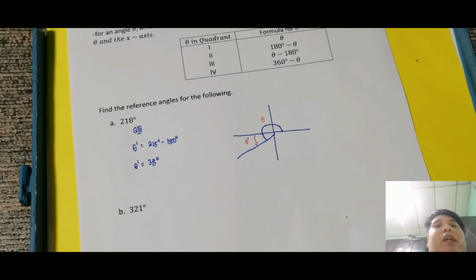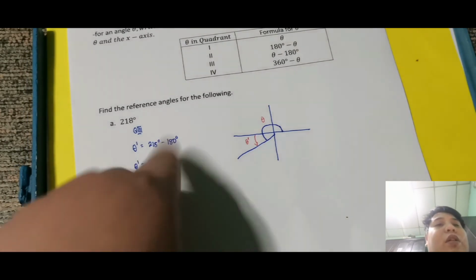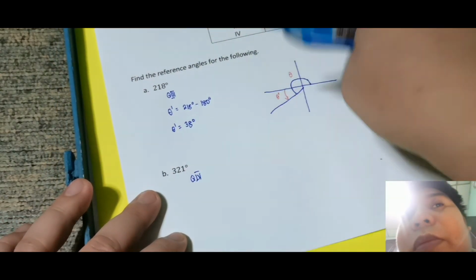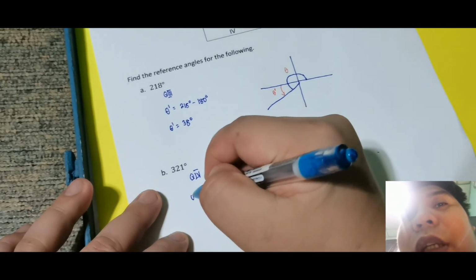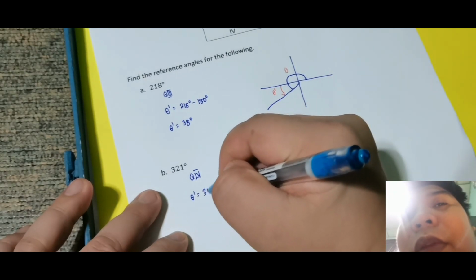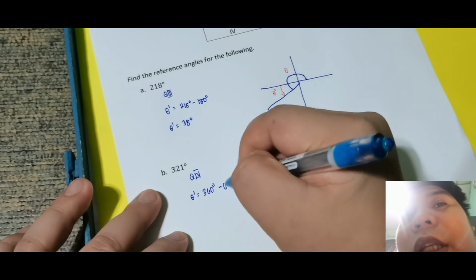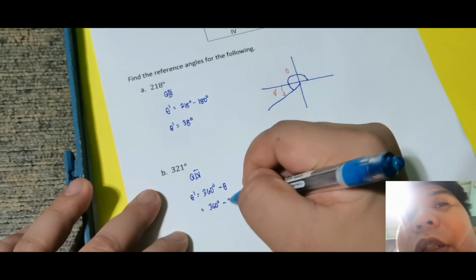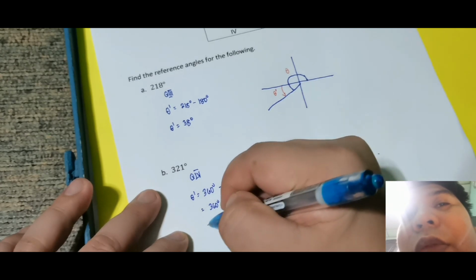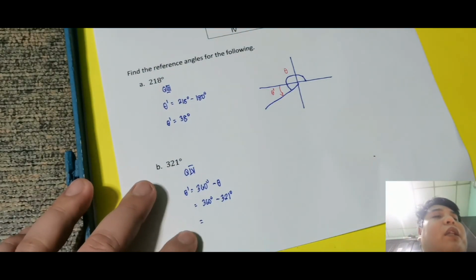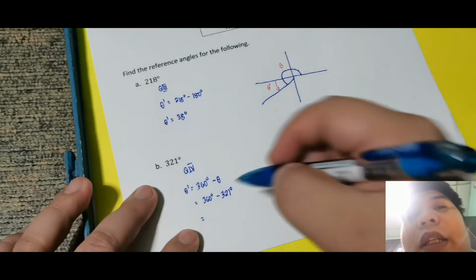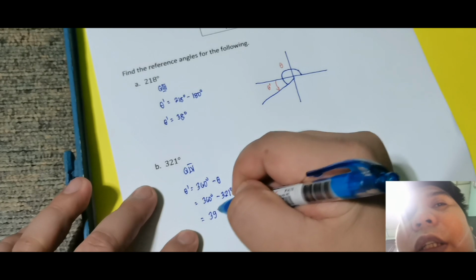Letter B, if we have 321 degrees, so since 321 degrees is in quadrant 4, gagamitin natin yung last formula. So, theta prime is equal to 360 degrees minus theta. So, this is equal sa 360 degrees minus 321 degrees, which is equal sa, ilan yan? That is 39, I think. 39, tama. So, that is 39 degrees.